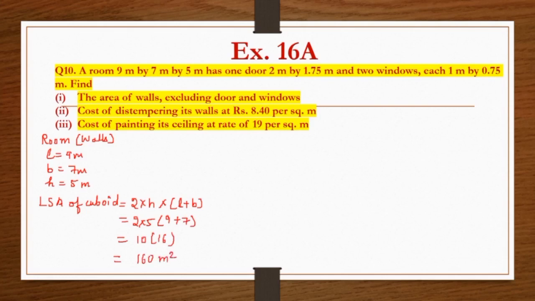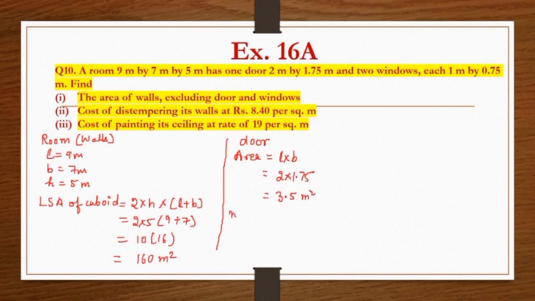This is the room. Now come to the door. The door is actually in the shape of a rectangle. So the area of door is equal to L multiplied by B. L in case of door is given 2 meter and B is given 1.75. If you solve these two, you will get 3.5. That is in meters, so this is meter square.